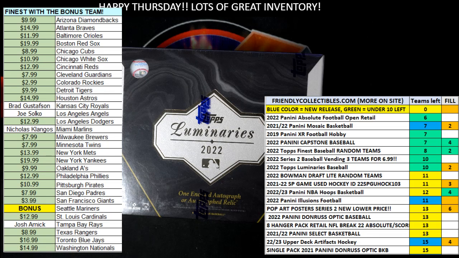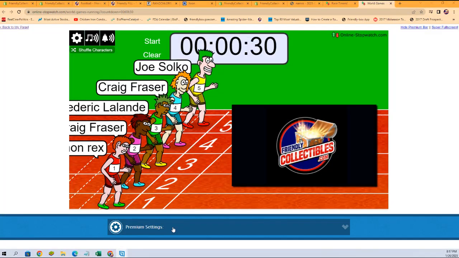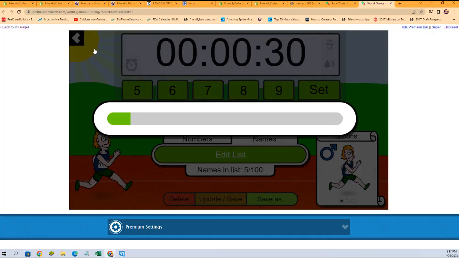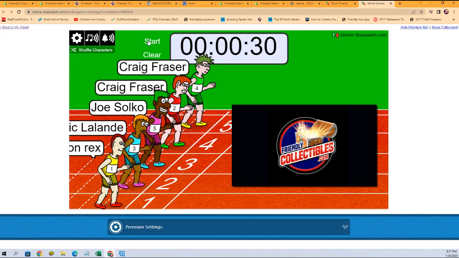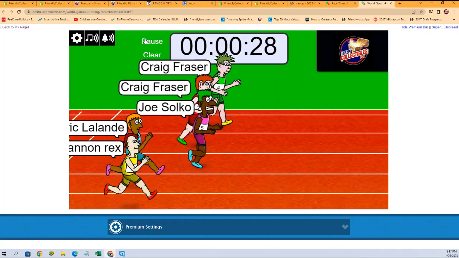So what we're going to do now is we're going to switch over to our race. Just like that, we're going to shuffle up our racers seven times. One, two, three, four, five, six, and seven. And send them on their way. Here we go. Good luck all.